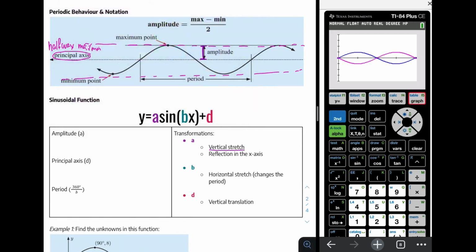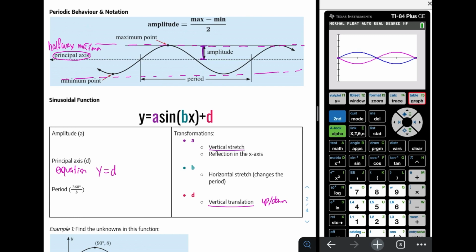So this principal axis, basically what it does is it moves our graph up and down, right? So we're moving it up and down without stretching it, right? The A is stretching the graph while the D is just moving it up and down. And the equation of our principal axis is always going to be, because it's a horizontal line, y is equal to a number, which is going to be the value of D.